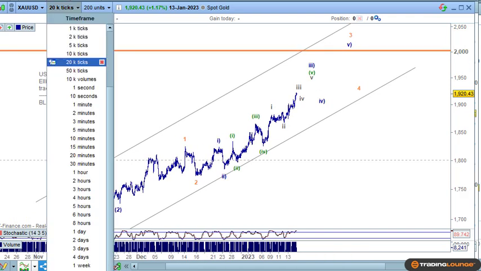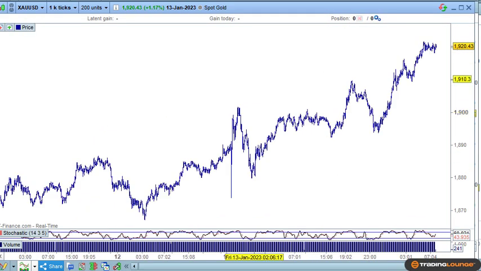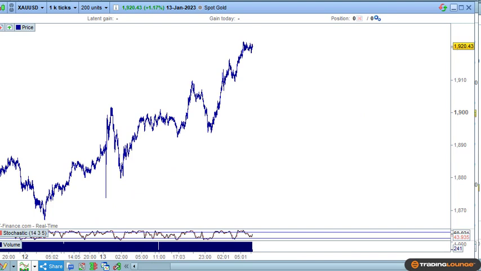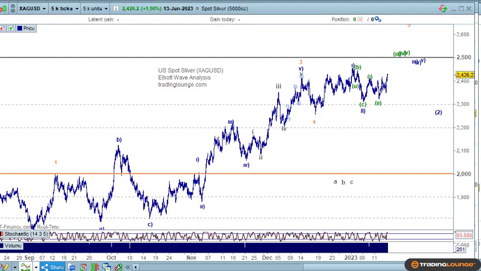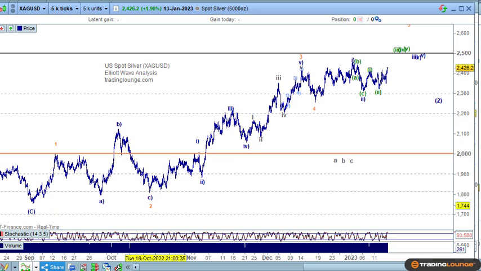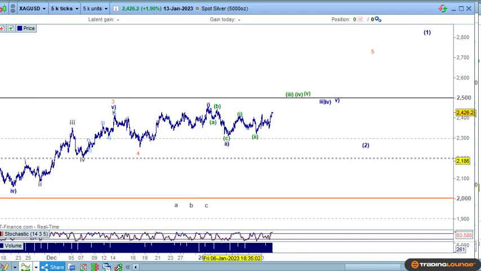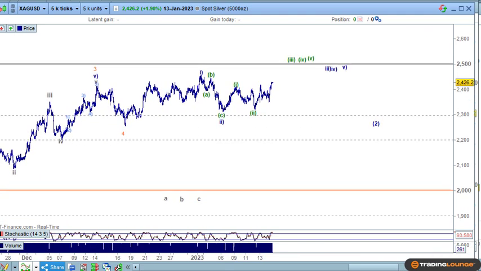I don't know if I've got anything on the 1,000 tick chart here. I know I cleaned it off, ready to clean it again. So that's that in a nutshell, and this is silver here. So I won't change this count. I'll just keep it as it is, as 1 and 2 here, 1, 2, 3, 4, 1, 2, 3, 4, 5 for the third wave, fourth wave, and then we still need to push up further up here. So I've got that moving up as wave 1 here.